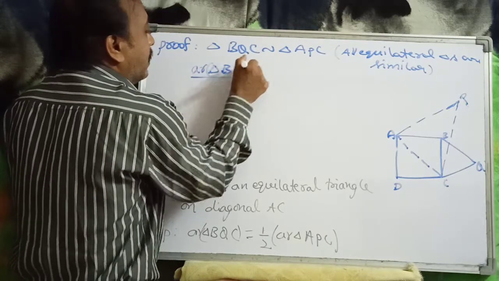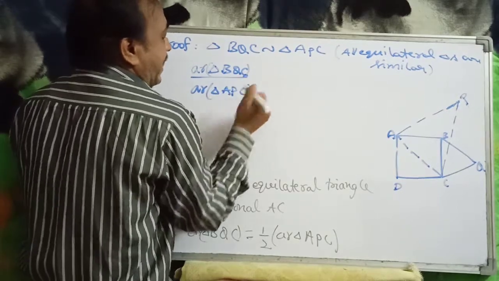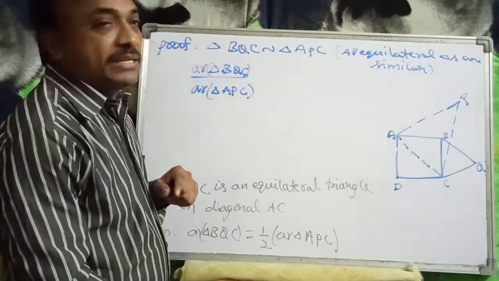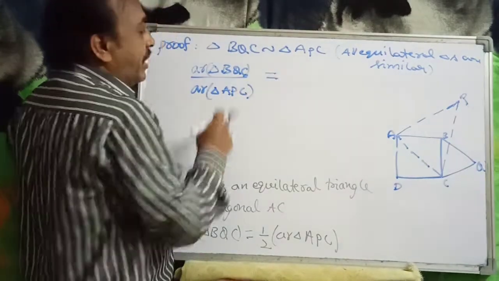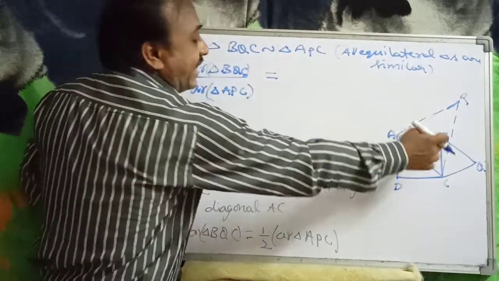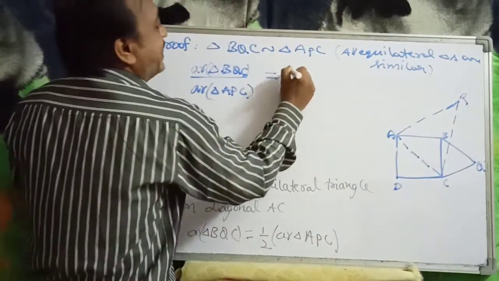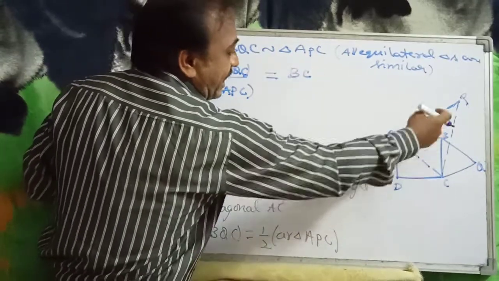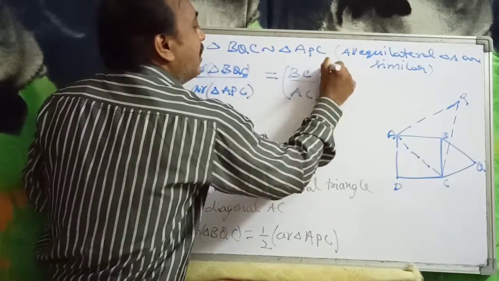So area of triangle BQC by area of triangle APC is equal to the ratio of their corresponding sides. Which are the corresponding sides? In triangles BQC and APC, BC is the corresponding side, and AC. So (BC by AC) whole square.